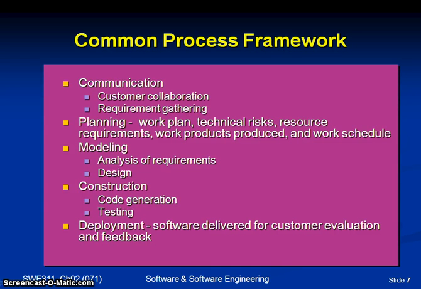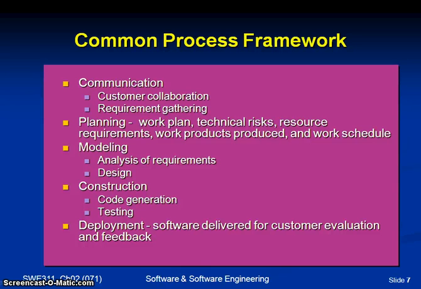Today we are going to discuss the generic process framework activities that are applicable to the vast majority of software projects. Normally, a small number of framework activities are identified that are applicable to all software projects regardless of their size or complexity. It also includes a set of umbrella activities that are applicable across the entire software process. Now, the five generic process framework activities are communication, planning, modeling, construction, and deployment.